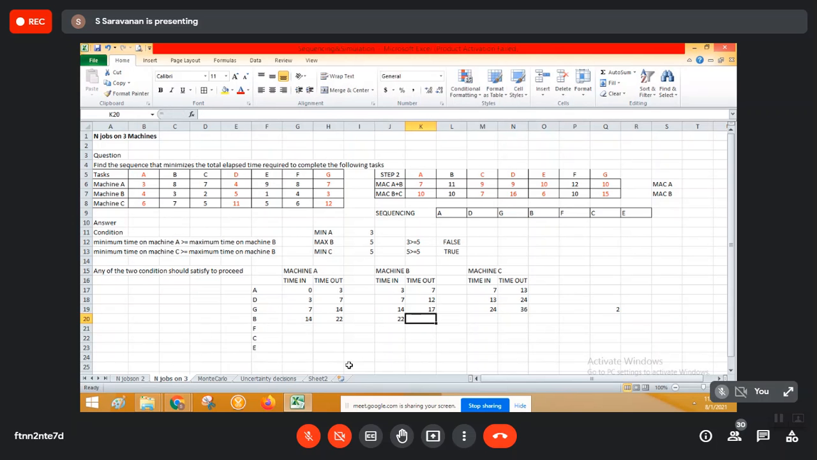Right. So again, there is an idle time, right? The machine has been idle for how many minutes? 5 minutes. So we can calculate that later. So again, the machine is idle for 5 minutes. Okay. 22 plus what we are doing B. So 22 plus this one 3, 25.